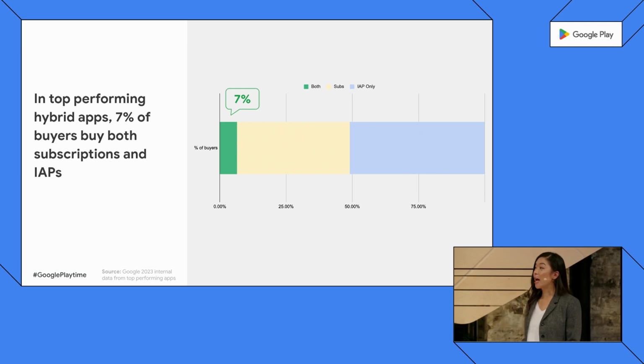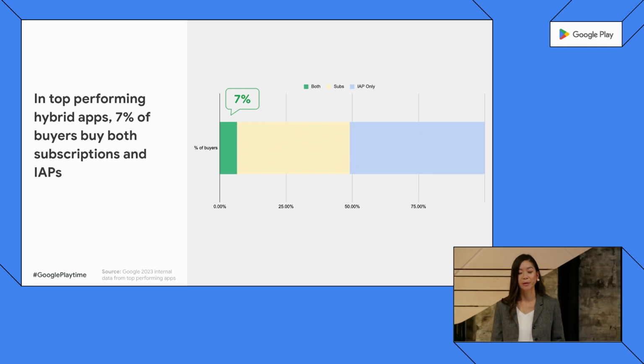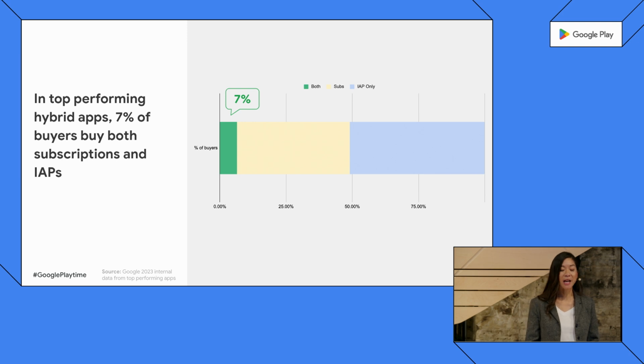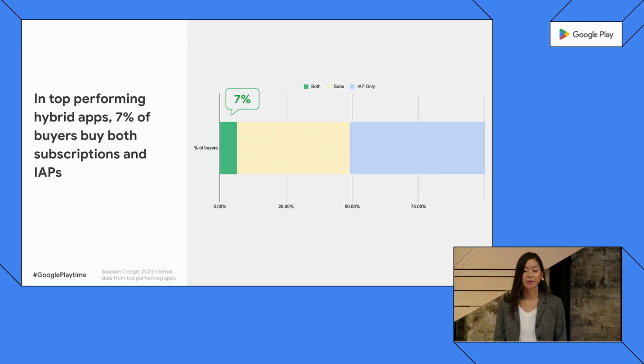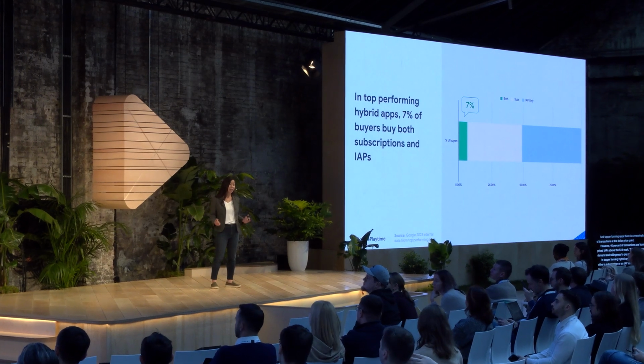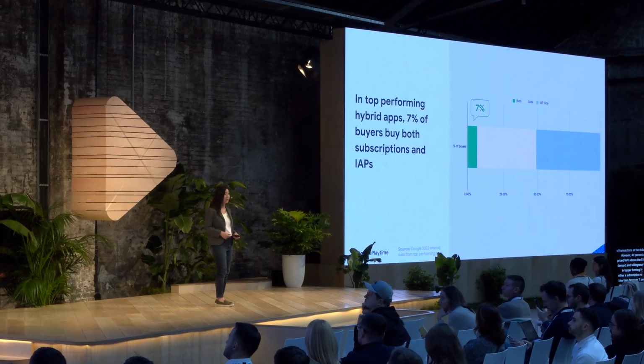In top-performing hybrid apps, most users purchase either a subscription or an IAP, as shown in the yellow and blue bars. However, 7% of buyers purchase both, as shown in the green. This might seem like an insignificant number of hybrid buyers, but let's look at the value they bring.